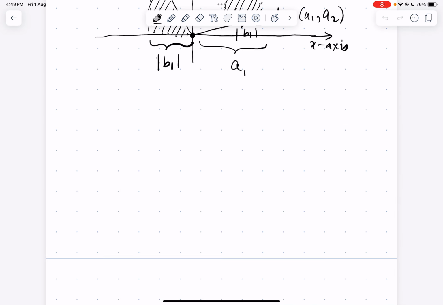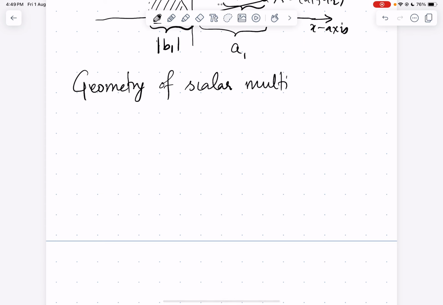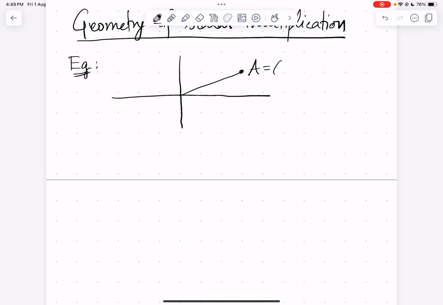Okay, let's continue. So we looked at the geometry of addition of 2 points. So let's look at the geometry of scalar multiplication of points. For example, we can consider scalar multiplication by -1. So if you have a point A equals (a1, a2), then -1 times A is just (-a1, -a2).